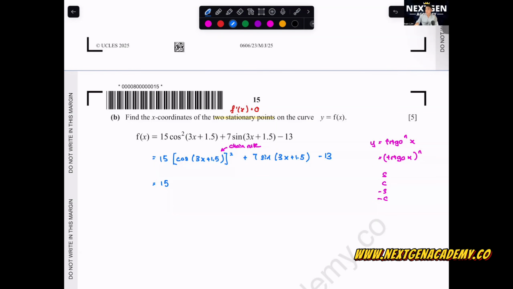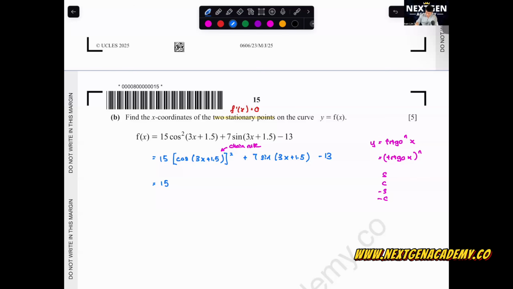Wait, hold on a minute. Hey, how come I didn't change this one? Okay, wait. Hold on a minute. Let me see the other method. Okay, we can do this method.